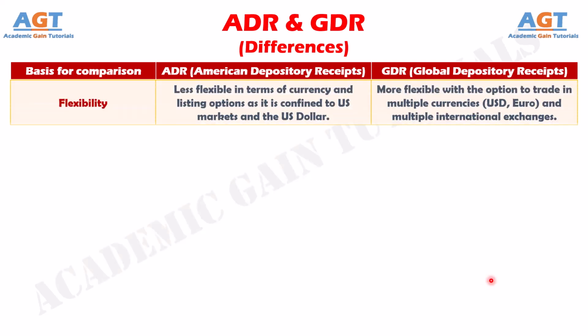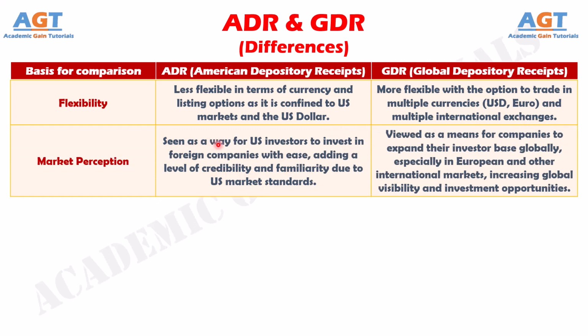Number 14. ADRs are less flexible in terms of currency and listing options as they are confined to U.S. markets and the U.S. dollar, whereas GDRs are more flexible with the option to trade in multiple currencies, USD, Euro, and on multiple international exchanges. Number 15. ADRs are seen as a way for U.S. investors to invest in foreign companies with ease, adding a level of credibility and familiarity due to U.S. market standards, whereas GDRs are viewed as a means for companies to expand their investor base globally, especially in European and other international markets, increasing global visibility and investment opportunities.